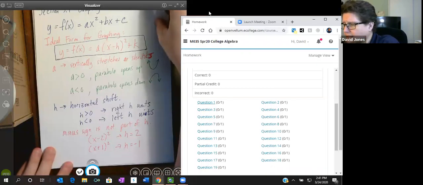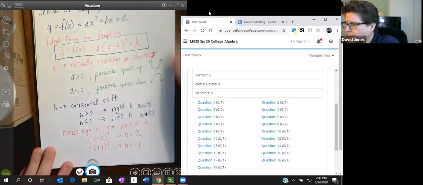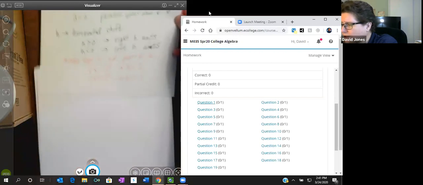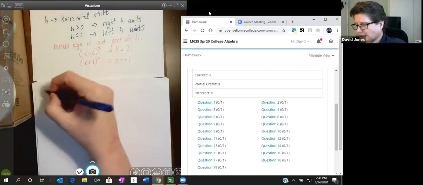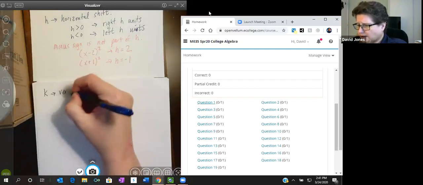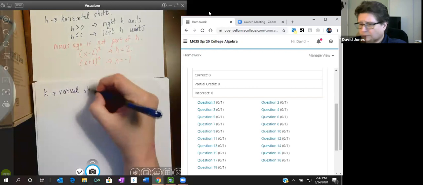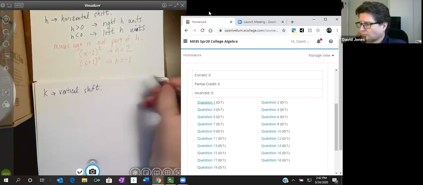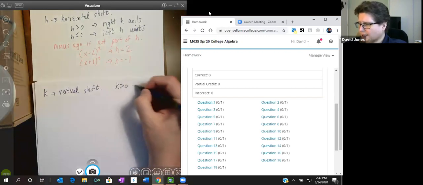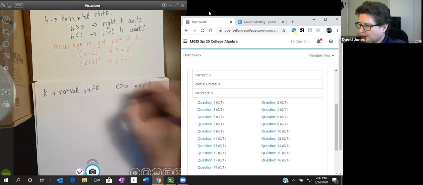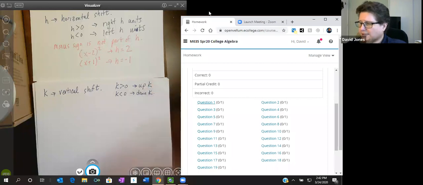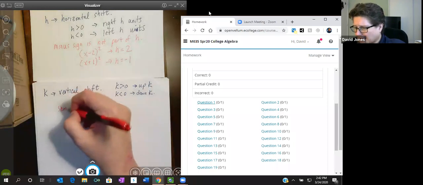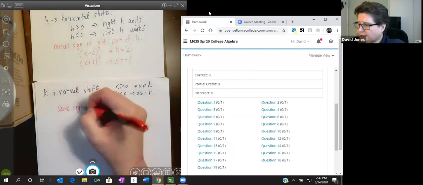Okay. And K, since H represents the horizontal shift, K represents a vertical shift. K greater than 0 is up K units. K less than 0 is down K. And here it has the same sign. Sign is what's shown.